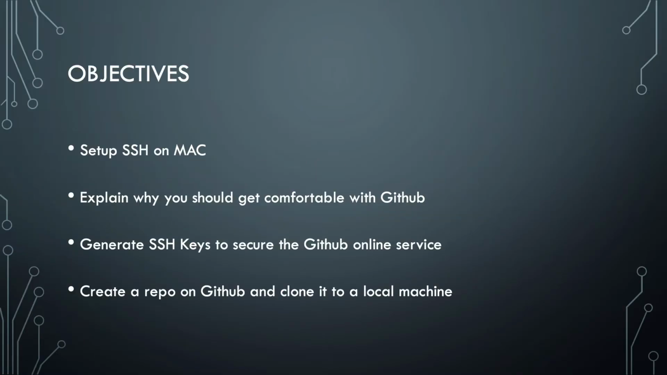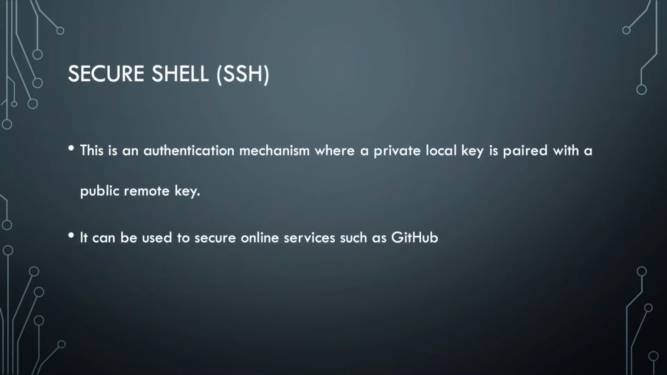In this video, we're going to set up SSH on Mac, explain why you should get comfortable with GitHub, generate SSH keys to secure the GitHub online service, and create a repository on GitHub and clone it to a local machine. The secure shell, or SSH, is an authentication mechanism where a private local key is paired with a public remote key. It can be used to secure online services such as GitHub.